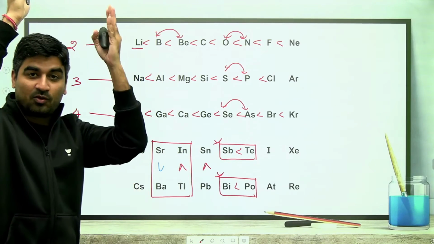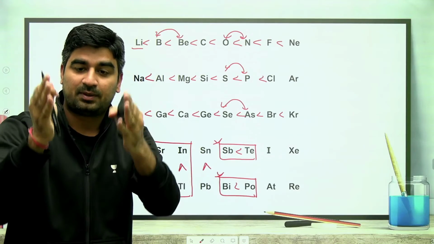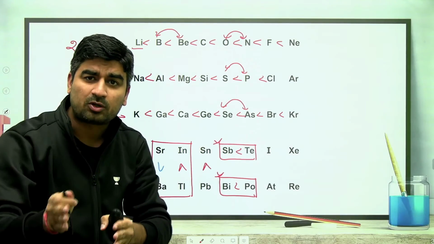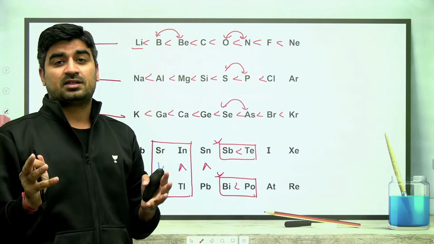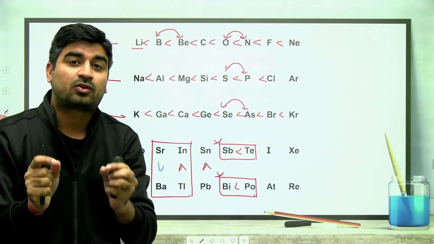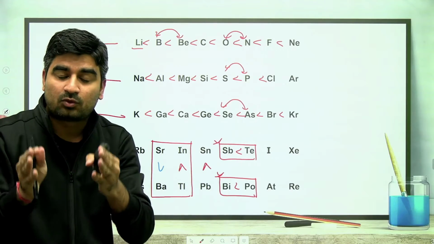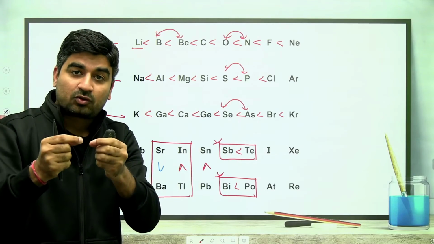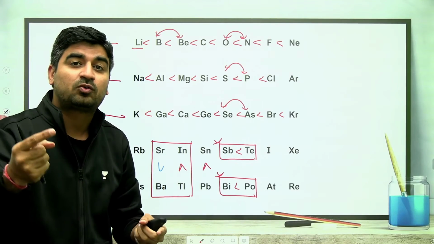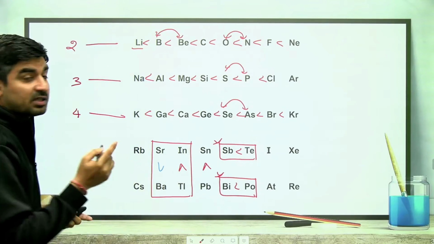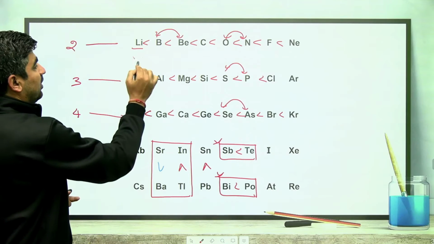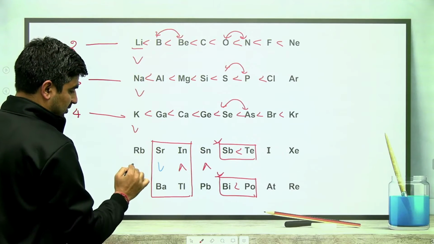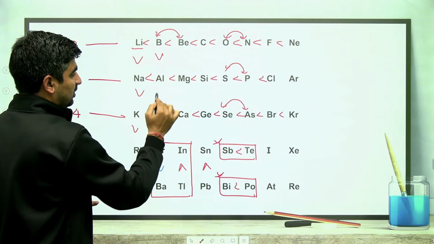Now when we move in a group, top to bottom, size increases. As a result, the net attraction on the outer electron decreases. So when we move top to bottom, the electron will experience less attraction and you have to provide less energy. So ionization energy will decrease and the order will be this. Order will be this, right?